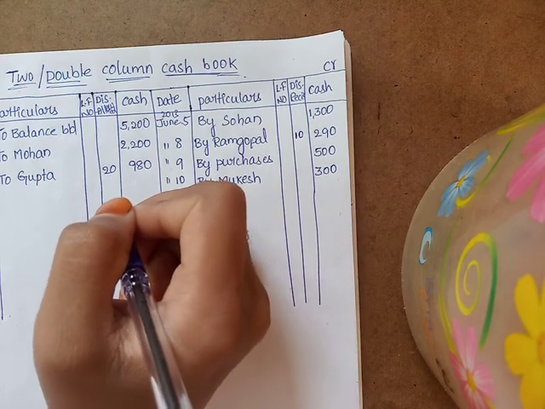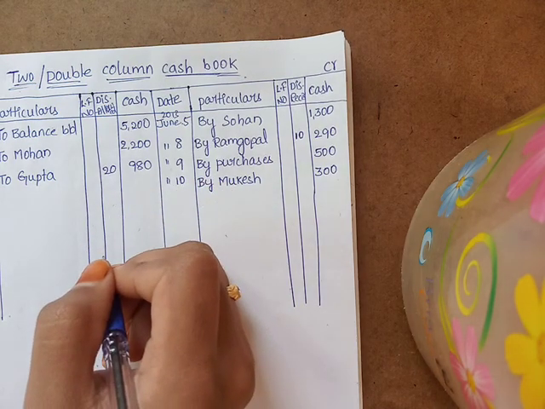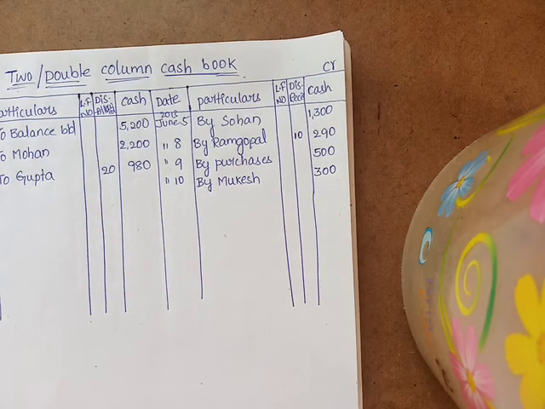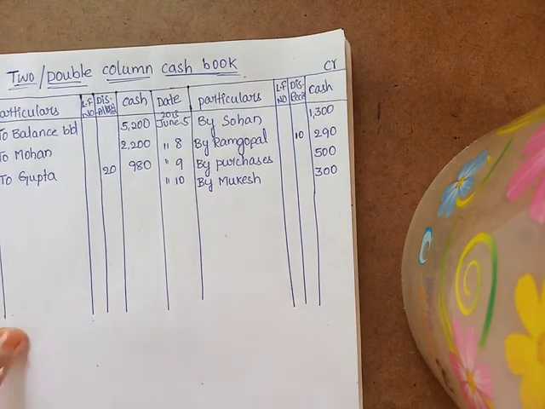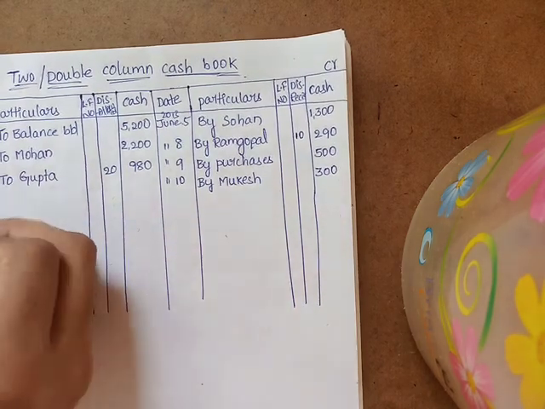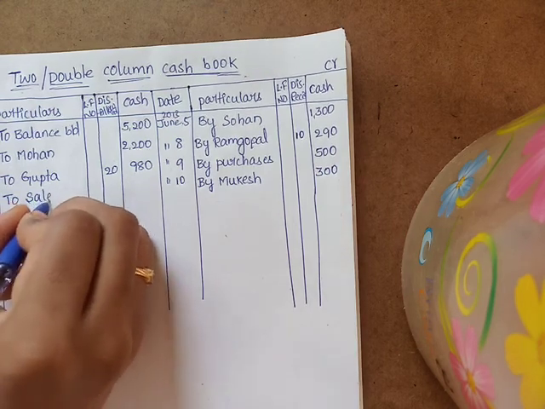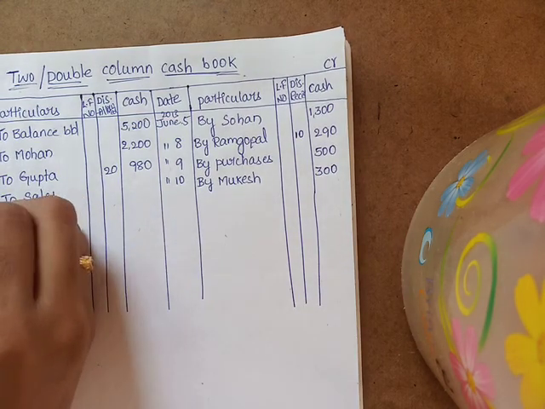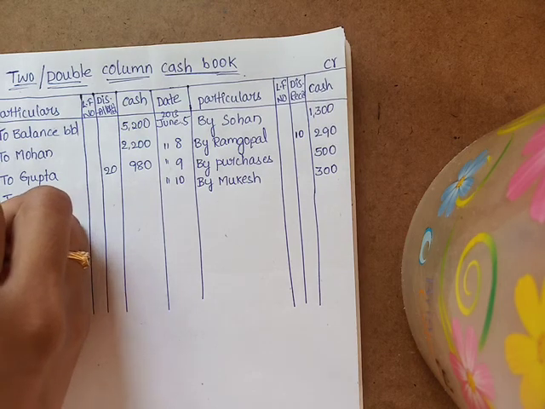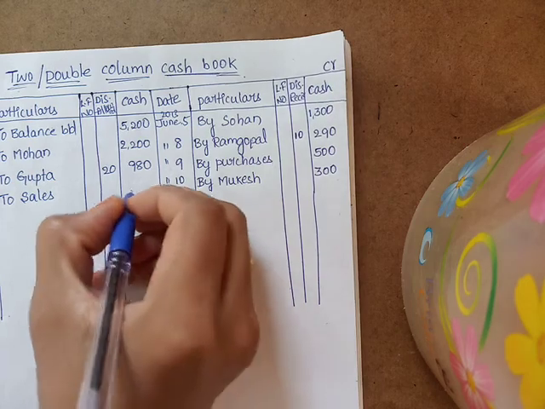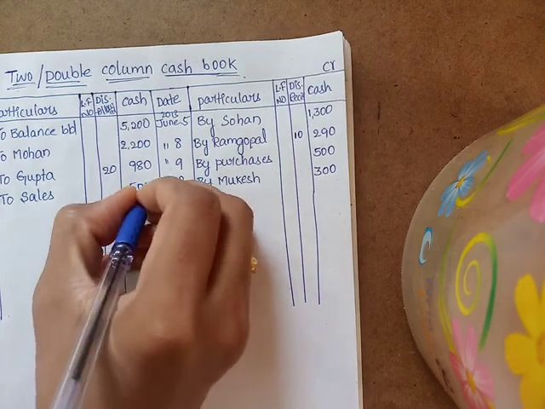Next is on 15th June, cash sales. What is that entry? Cash account debit to sales account. Cash account is debit side. So on the debit side of this cash book, to sales. Which date? June 15th. To sales, amount is rupees 500.